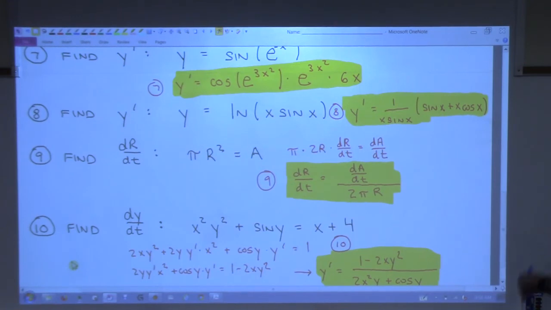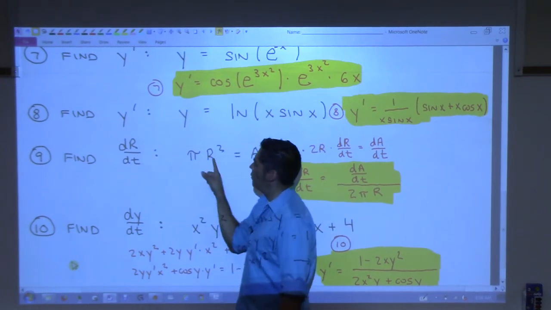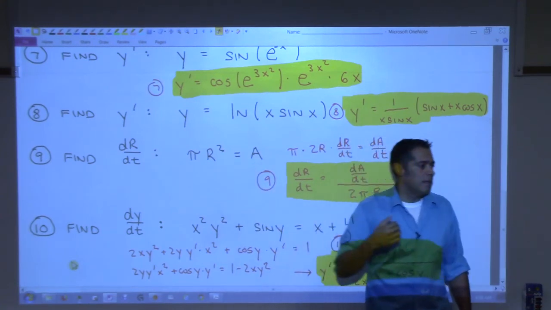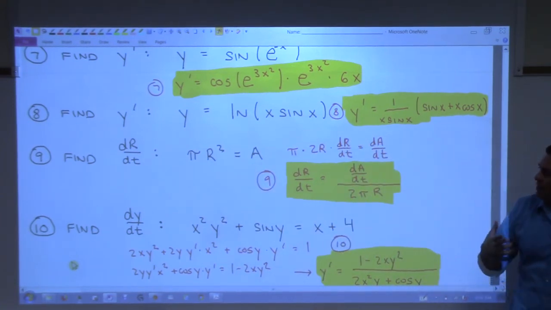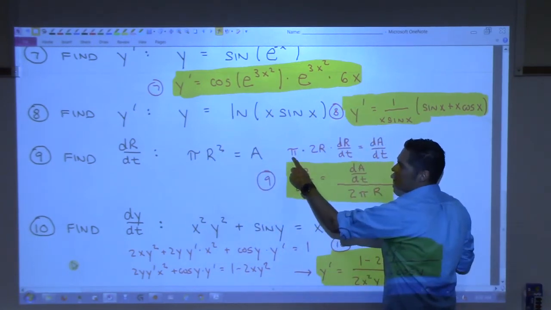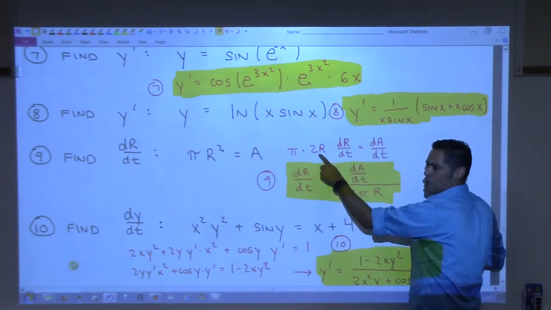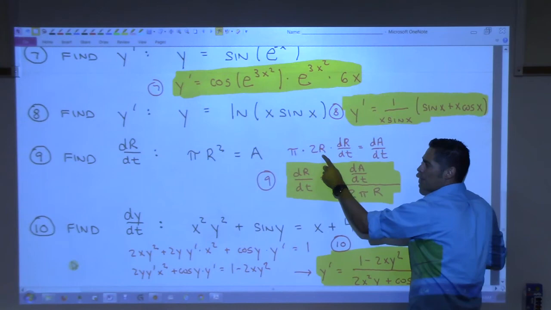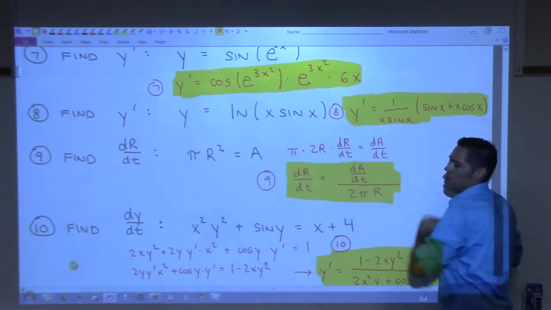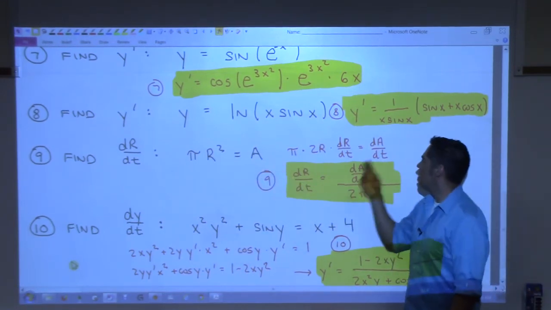All right, so for this one, I give you an equation. I ask you for dR/dt, which is the derivative of capital R with respect to little t, and little t does not appear here. So this would be like a related rate problem. So you have to take the derivative on the left side, and pi is a constant, so it just stays here. Then derivative of r squared with respect to time, you have to first apply the power rule, where the 2 drops out, so you get 2r. But then you have to take the derivative of r, and the derivative of r with respect to t would be dr/dt. And then on the other side of the equation, you just take the derivative of A, and you get dA/dt.